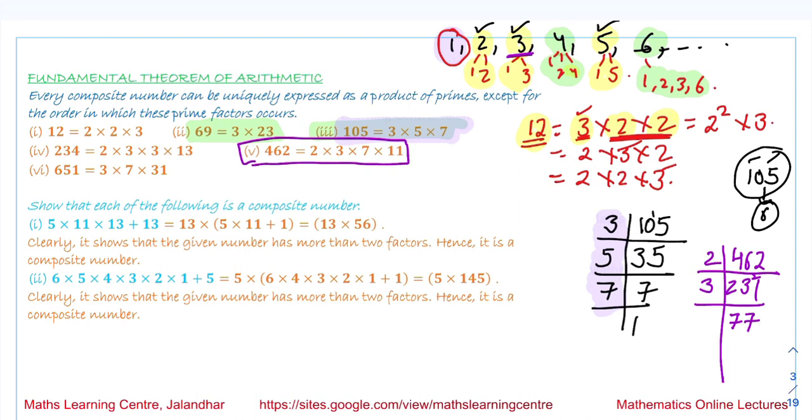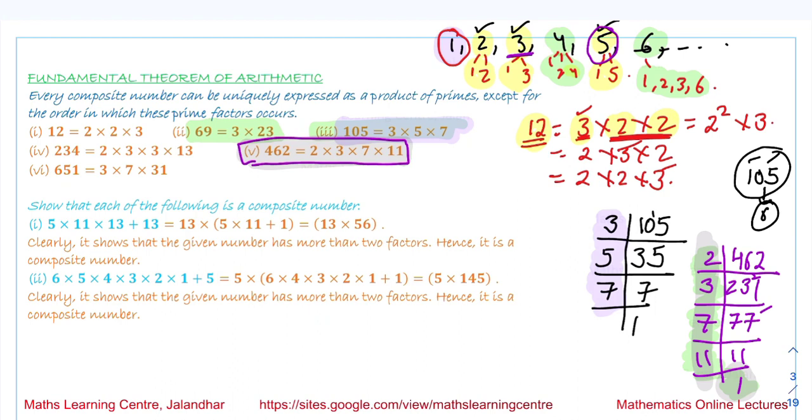Now 7 plus 7 is 14, and it is not divisible by 3. So next we will look at the divisibility with 5. This number's last digit is not 5, so it is not divisible by 5. It is divisible by 7, and 7 11s are 11 and 1. So the numbers we obtain are 2 into 3 into 7 into 11 into 1. 1 we are not writing because we are mainly interested in the prime numbers, and we know 1 is neither prime nor composite. So 462 we can write as 2 into 3 into 7 into 11.